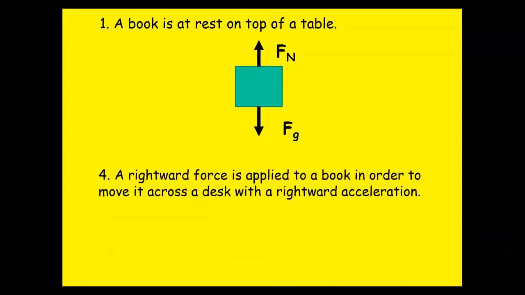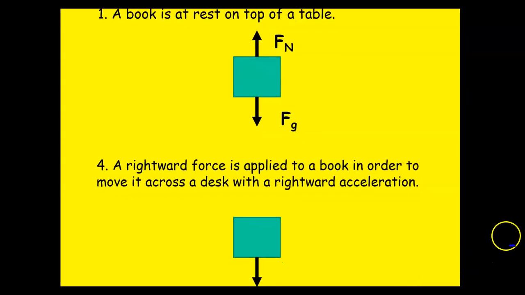The next scenario is number 4, in which we have a rightward force applied to a book in order to move it across the desk with a rightward acceleration. What this means is the book is moving faster than constant speed. It was probably at rest, but then a force was applied by a person to push the book across the desk. So again, you have your object, your downward gravity force, F of G, and then your upward normal or support force, F of N.